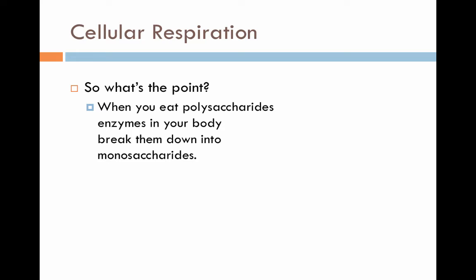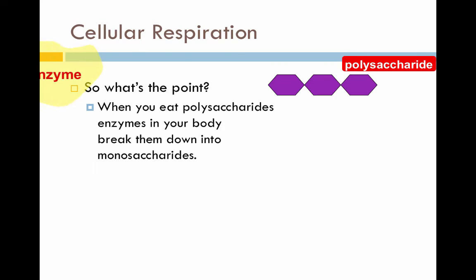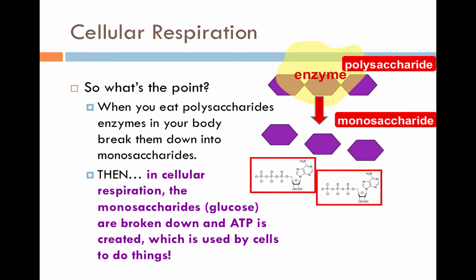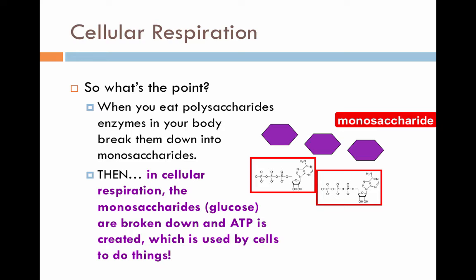Every time you eat a polysaccharide like bread or rice or pasta or fruit or vegetables, the enzymes in your body break down those polysaccharides into monosaccharides called glucose. Those monosaccharides are then going to be used by the body in cellular respiration. Cellular respiration is taking the monosaccharides, or glucose, breaking it down into ATP, and then our cells are going to use that ATP to do all kinds of things.